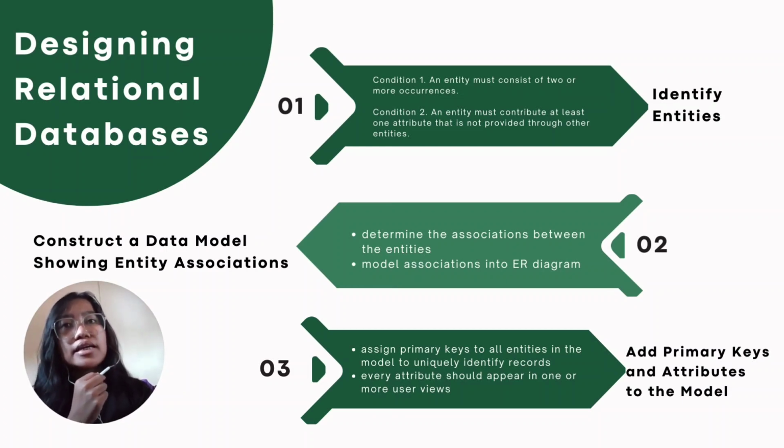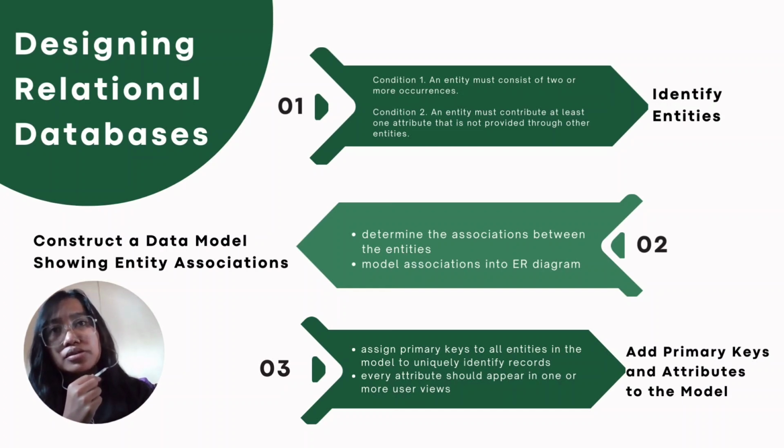The next phase is constructing a data model showing entity associations. So, the next step in view modeling is to determine the associations between entities and document them with an ER diagram. So, let's again recall that associations represent business rules. Sometimes the rules are obvious and are the same for all organizations. Sometimes the association between entities is not apparent because different rules may apply in different organizations.